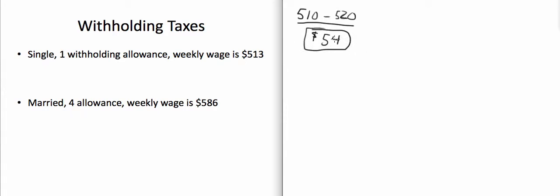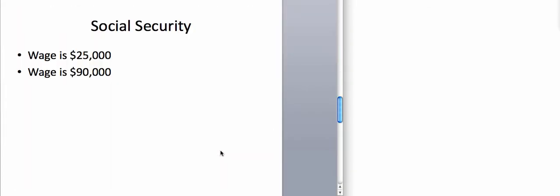Now when we go to the second one, we're looking at the second chart, which is married. They have 4 allowances. Their weekly wage is $586. So we're looking at the 580 to 590 category, under 4 allowances. 580 to 590 gives us an answer of $19. So this is withholding taxes. We need to know single or married, how many allowances they're given, and what their wage is.